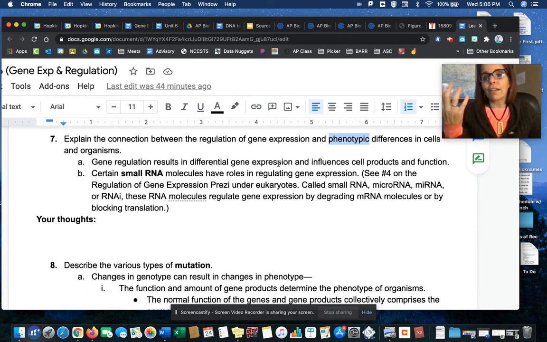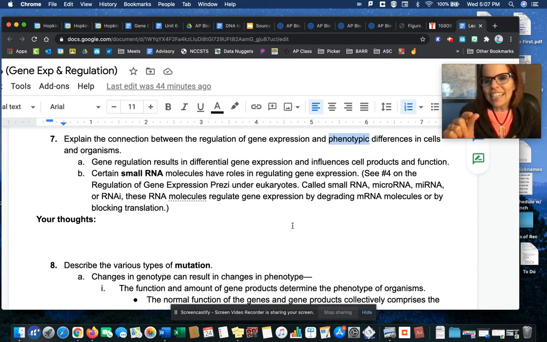And so if our genes are turned off, we have less of a particular protein than if our genes are turned on, we have more of a particular protein. In the lac operon, if there's no lactose present, then we have the gene turned off. It's not in humans. They have the gene turned off, and there is less of the enzymes to digest lactose. But if lactose is present, the gene gets turned on, and we have lots of the proteins for digesting lactose. All right, certain small RNA molecules have roles in regulating gene expression.